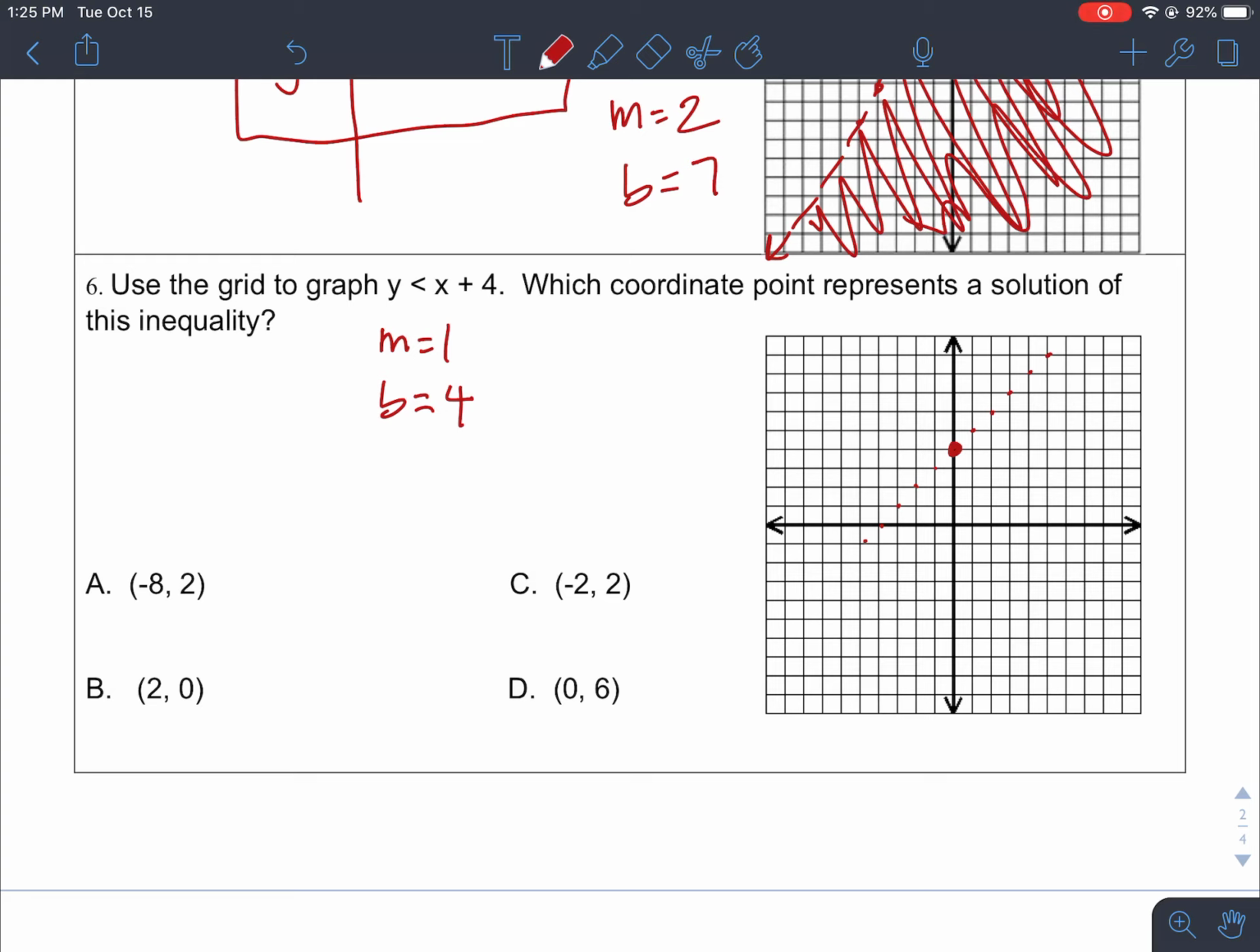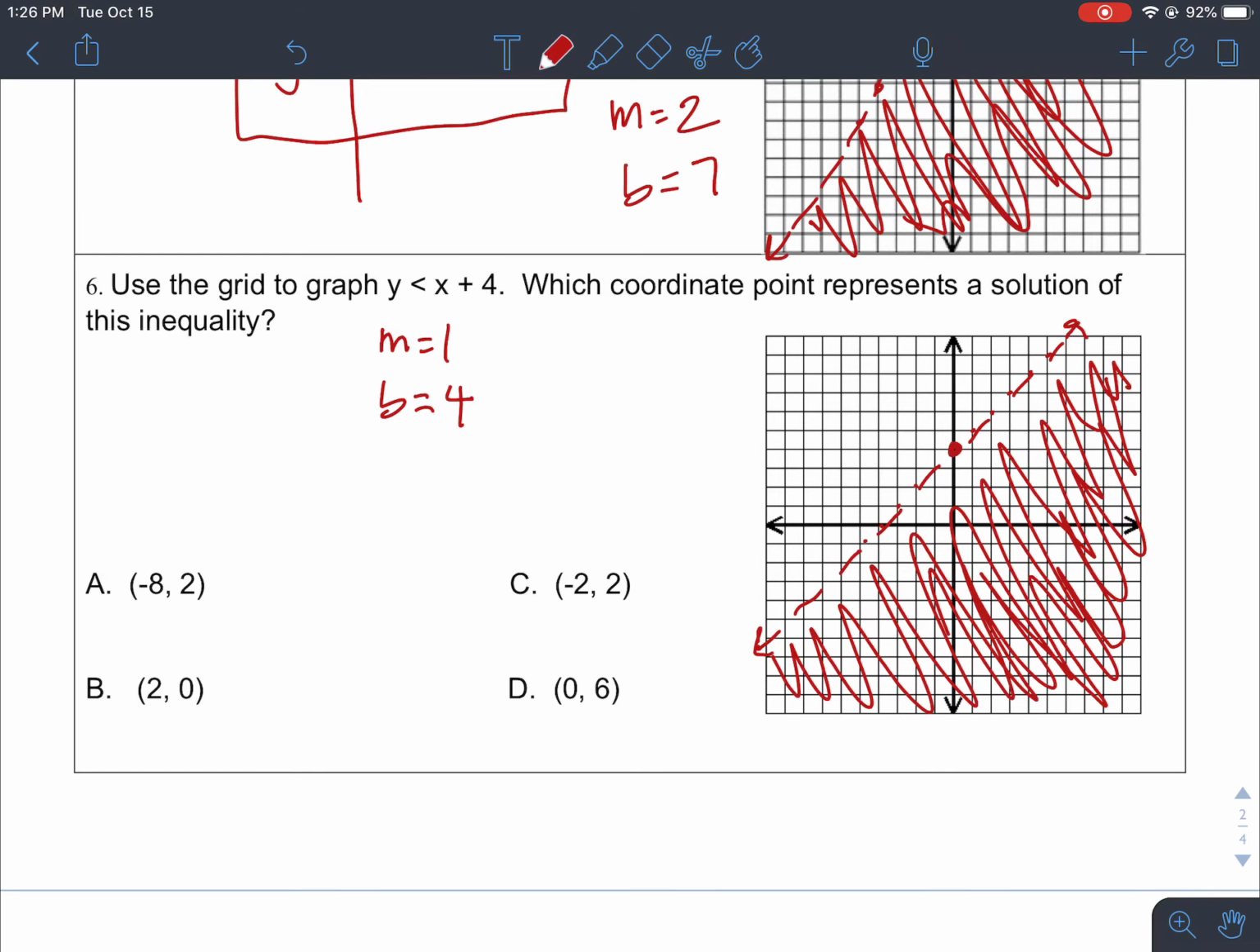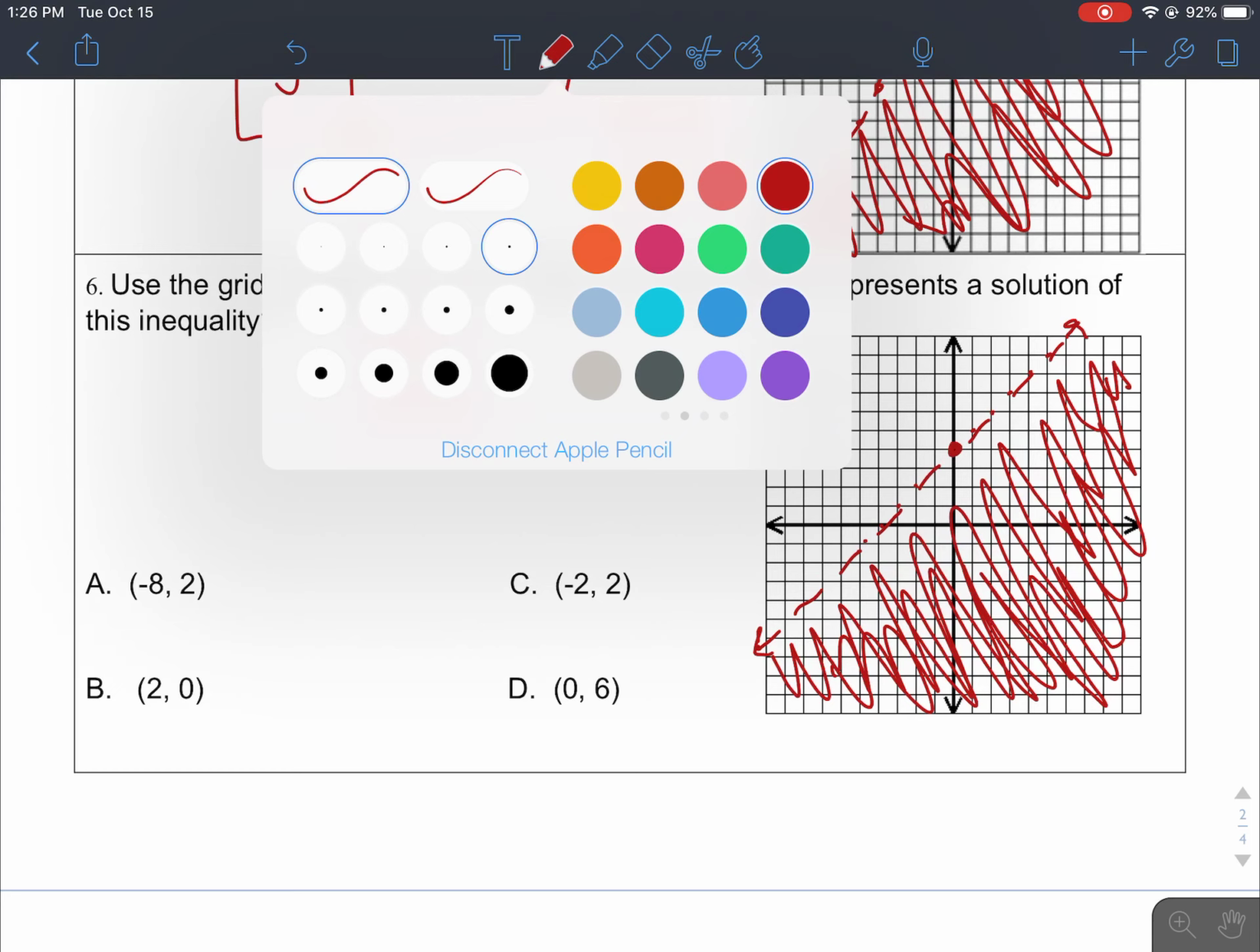Okay, it is just less than, it's not equal to, so it'll be a dashed line. So if it's a dashed line, that means anything on the line is not actually a solution. A solution is going to be anything that is in the shaded area, which we're going to do next. So y is less than. So if it's less than, that means I'm shading below. So anything in the shaded area is the solution to this inequality. So I'm going to go ahead and plot the points.